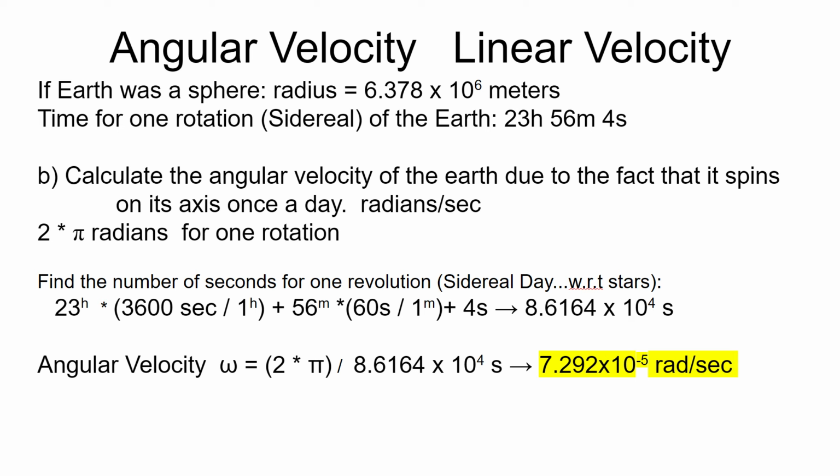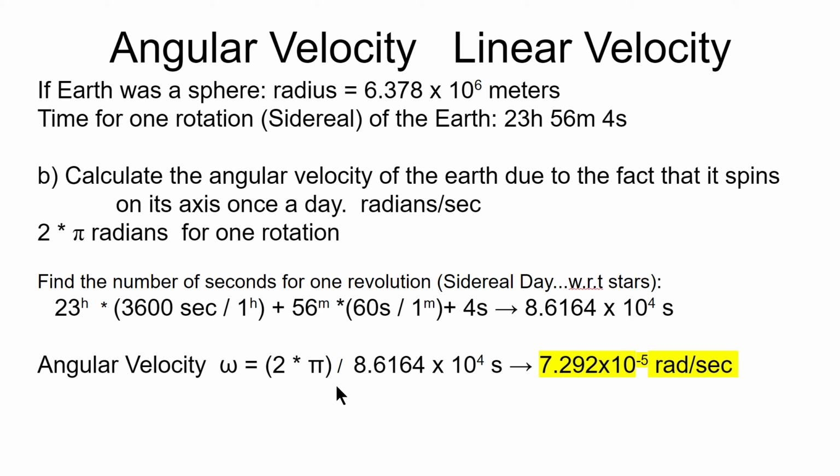Well, what about the Earth and the spinning action of the Earth? The same angular velocity. How much angle did we travel? How much time is required? Our angle, again, is 2 pi radians, one spin of the Earth. For the time, converting hours to seconds, converting minutes to seconds, adding on the 4 seconds, I got 8.6164 times 10 to the 4 seconds. This is not the number of seconds in a solar day. This is a sidereal day, a spin with respect to the stars.